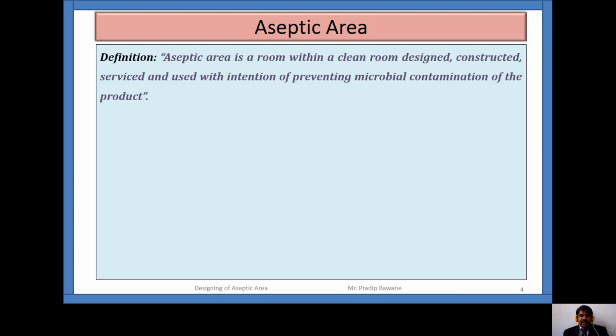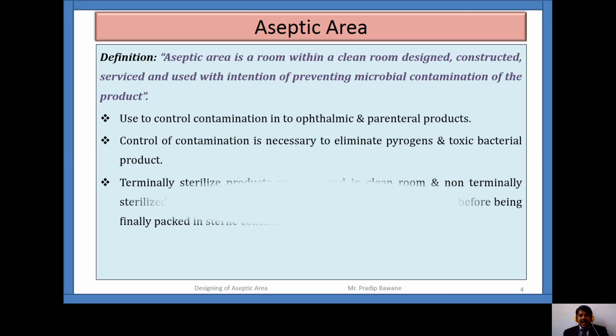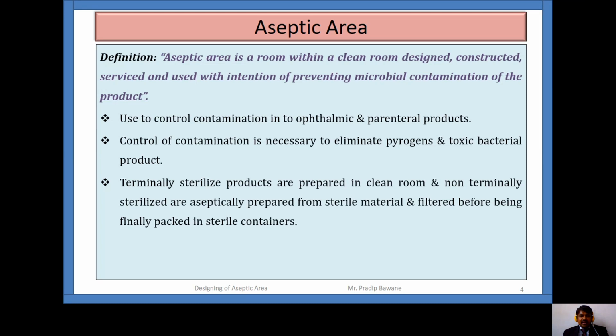Definition. Aseptic area is a room within a clean room designed, constructed, serviced and used with the intention of preventing microbial contamination of the product. It is used to control contamination in ophthalmic and parenteral products. The control of contamination is necessary to eliminate pyrogens and toxic bacterial products.